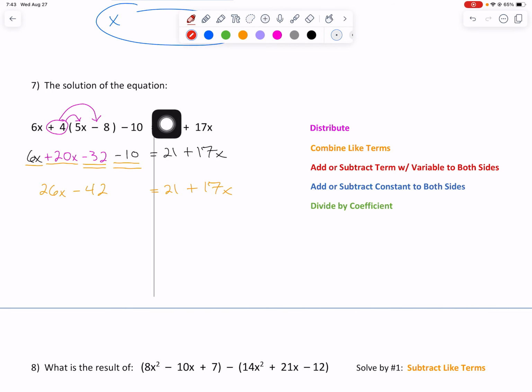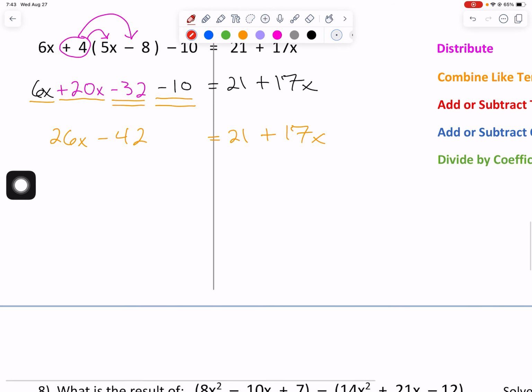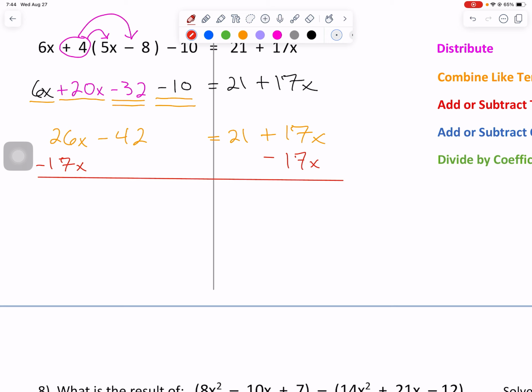Add or subtract term with variable to both sides. And again, the term with the variable on the left side is 26x. The one on the right side, 17x. What has less value, 26 or 17? We know it's 17, and since that's a positive 17, to get rid of it, we need to do a negative 17x to not just one side, but to both sides. We'll draw our line across. 26x minus 17x gives us the Olympic Jordan, 9x. Bring down your minus 42 equals 21. 17x minus 17x will be our cancel.